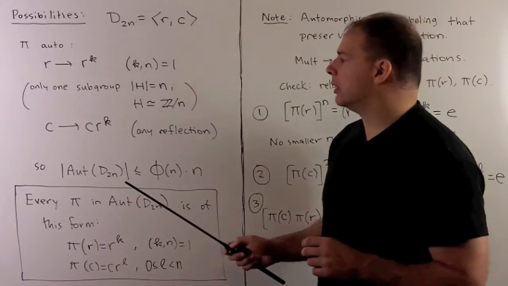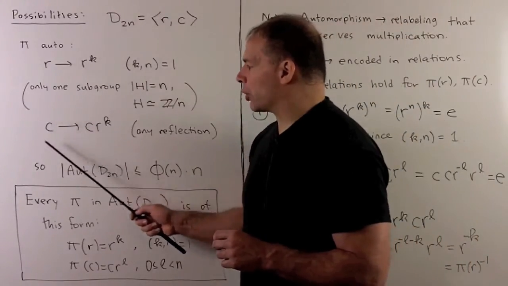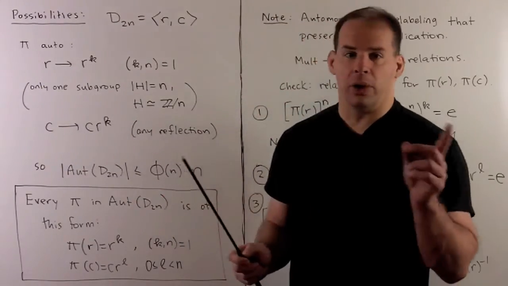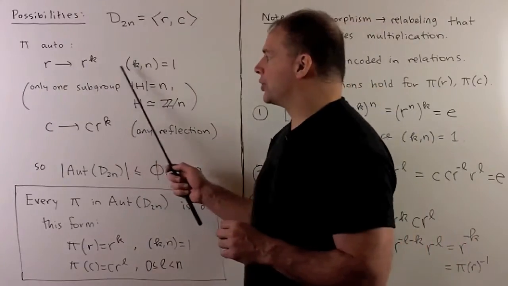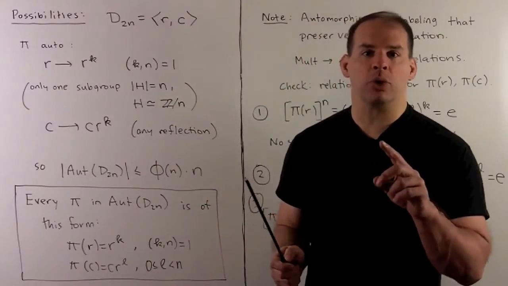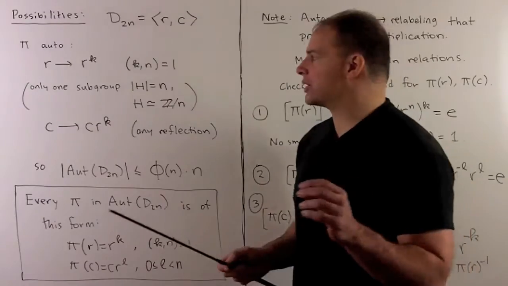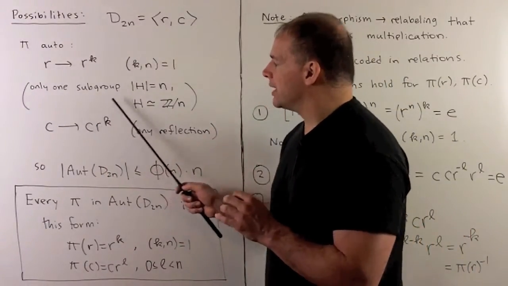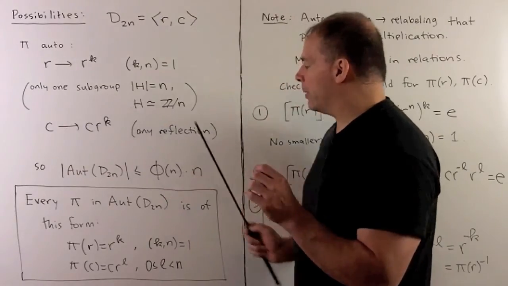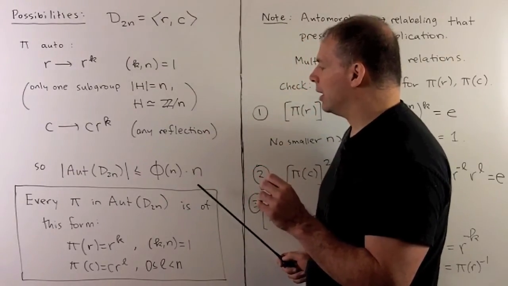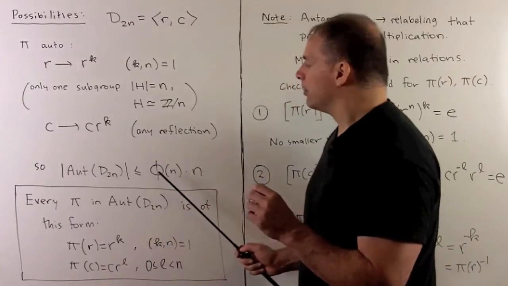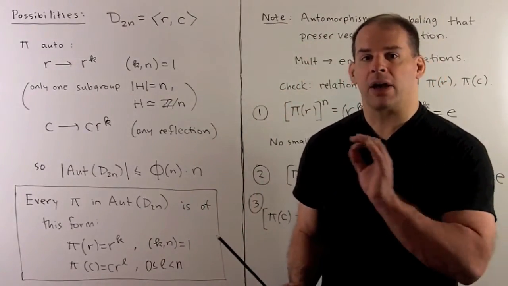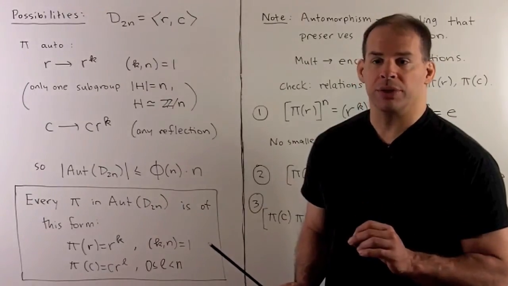Now, for C, this is of order 2, so we can send that to any other element of order 2, noting that if we have an element of order 2 in the rotation subgroup, that's off limits because that's covered by R. So we could send a reflection to any other reflection. So we have n possibilities. This gives us an upper bound for the number of automorphisms. Turns out that covers all of our automorphisms.